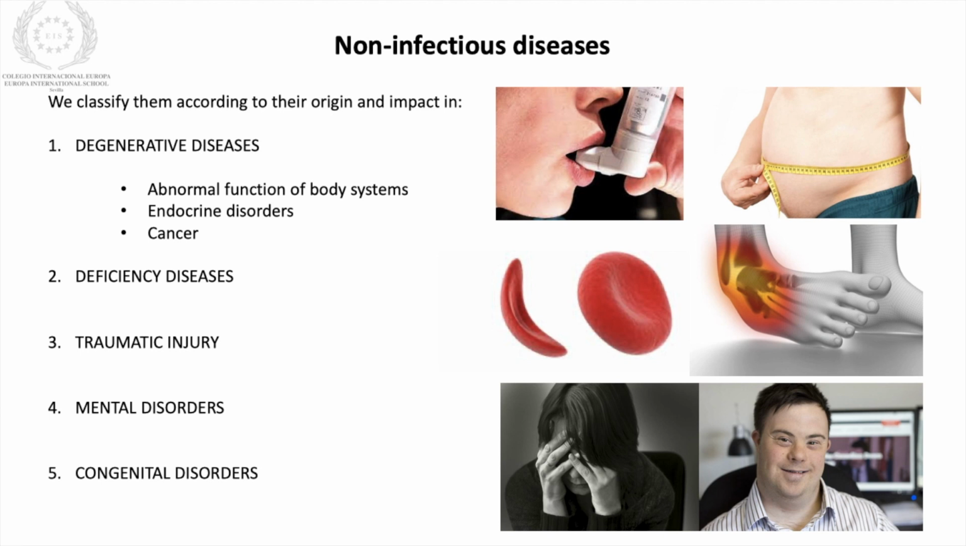Remember that we have infectious and non-infectious diseases, okay? We're going to start with the non-infectious ones. We can classify them according to the origin and impact. We're going to study 5.